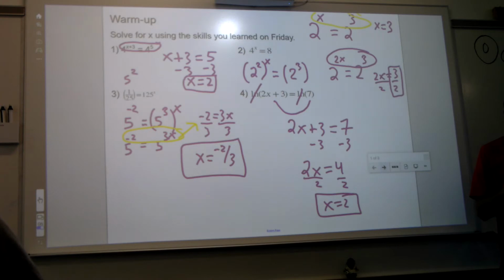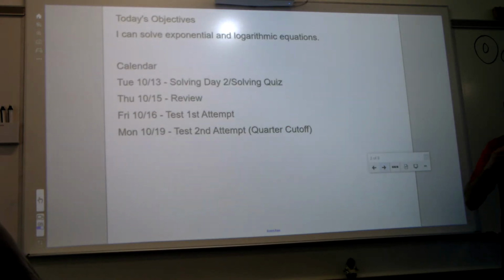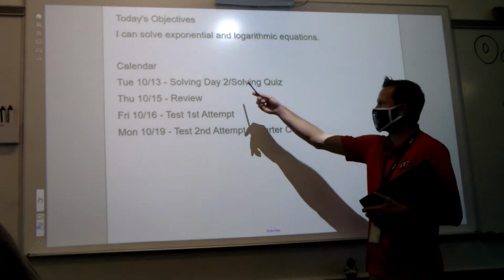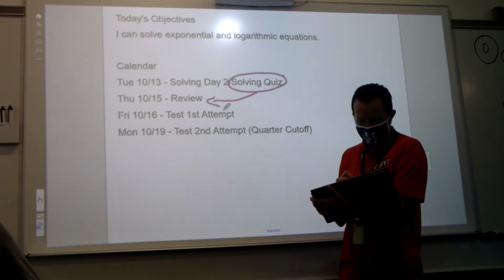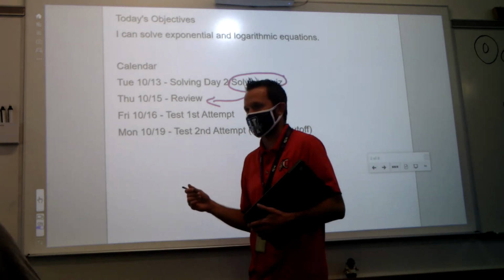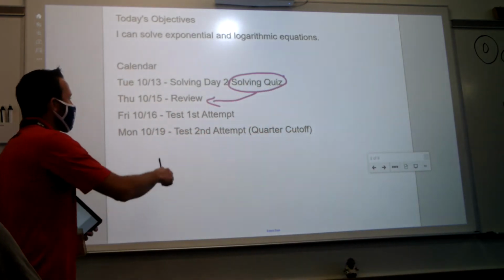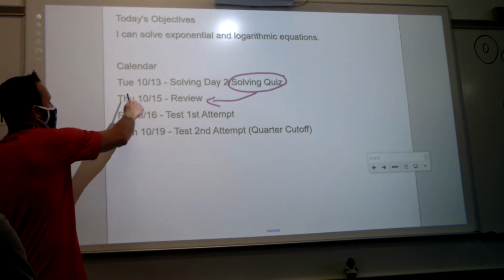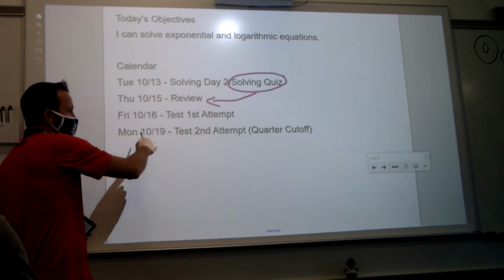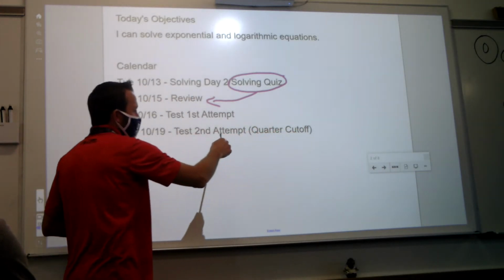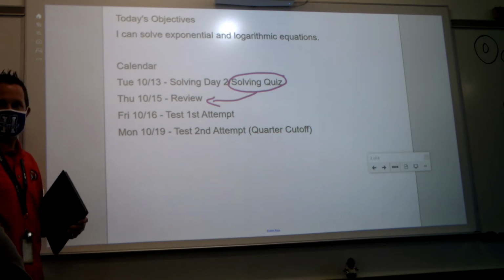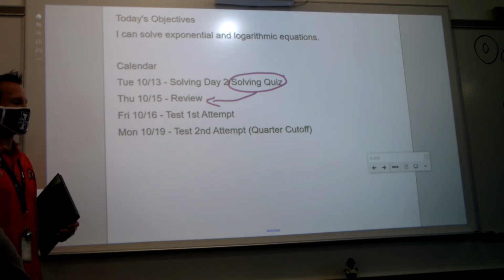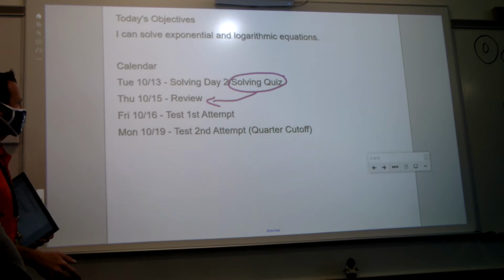Okay, now, let me just go over your calendar super fast. Today, we're going to go over solving day 2. I'm actually going to give you the solving quiz next time, and then we're going to review for your test. Now, technically, the next time I would see you after Thursday would be Monday, but Monday is our quarter cutoff, which means if you take the test for your first time on Monday, you only get 1 chance and no retakes. So I think we talked about this already, but here's what you're going to do.